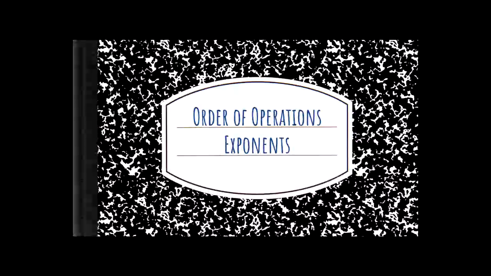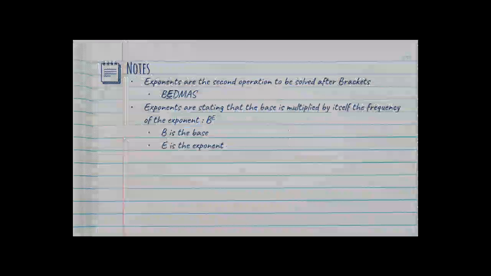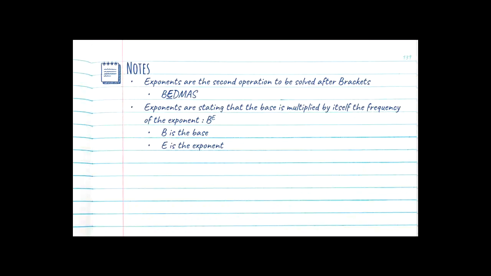Today's video is the lecture portion of the exponents module. So now we're going to be looking at exponents within the order of operations. If we can remember our acronym BEDMIS, brackets, exponents, that is our E. So the second thing you want to do when you're looking at an equation is to check to see if there are any exponents. So let's start looking at how you actually handle an exponent.